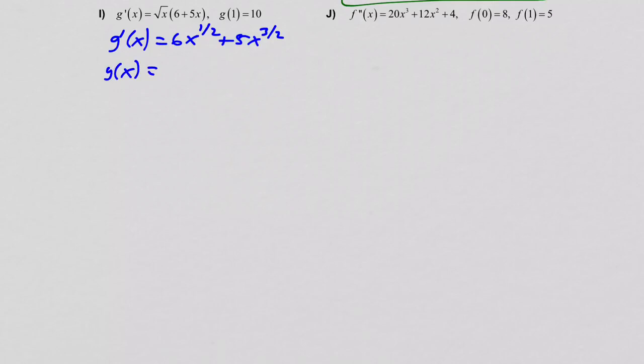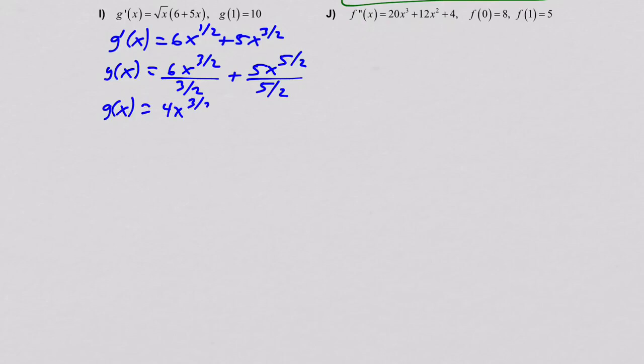So g of x is equal to 6x to the 3/2, and remember we're going to divide it by 3/2 or multiply it by 2/3, plus 5x to the 5/2, and we will go ahead and multiply that one by 2/5, which is dividing by 5/2. So to simplify that, g of x is equal to 4x to the 3/2 plus 2x to the 5/2 plus c. I forgot c already, so I'll always look to see if you can include that. It's important. It's something that's forgotten a lot.